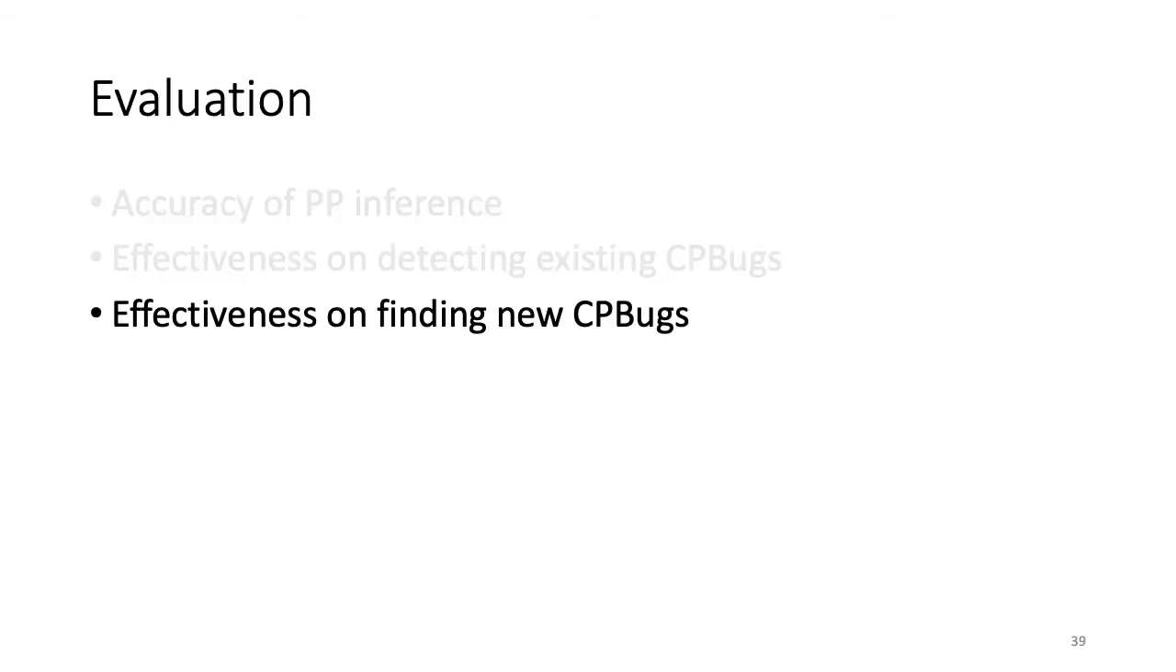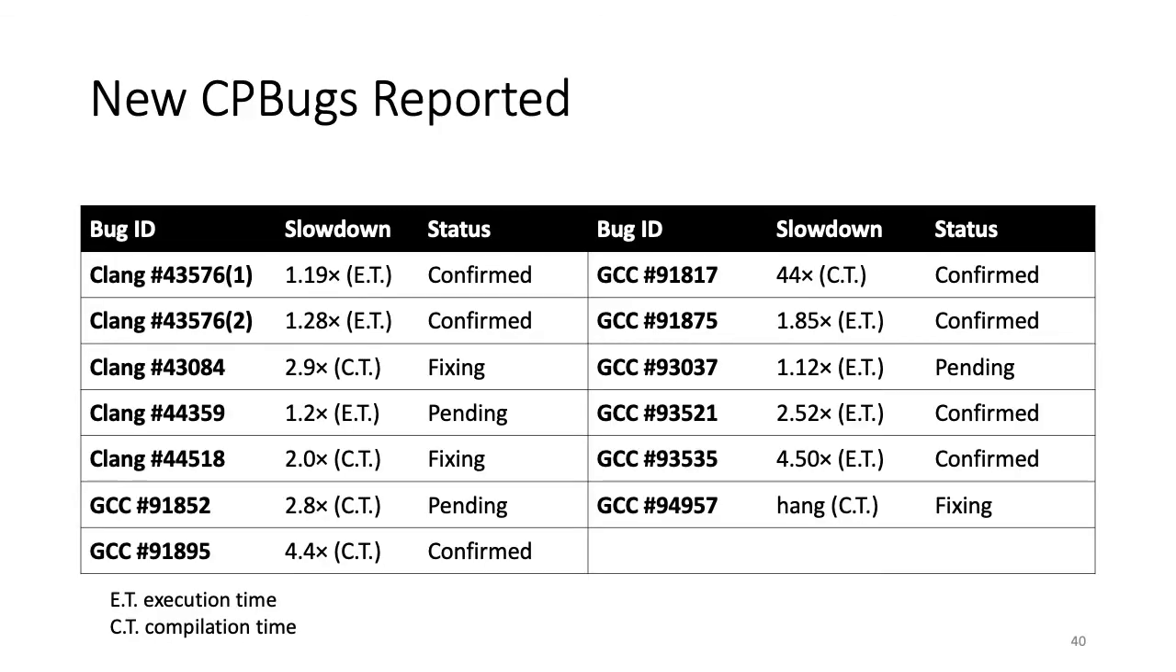Last, we use CP-Detector to find new CP bugs. We successfully found 13 new bugs in GCC and Clang. 10 of them have already been confirmed by the developers. These new bug cases cause significant performance degradation, and one of them even makes the software hang forever.